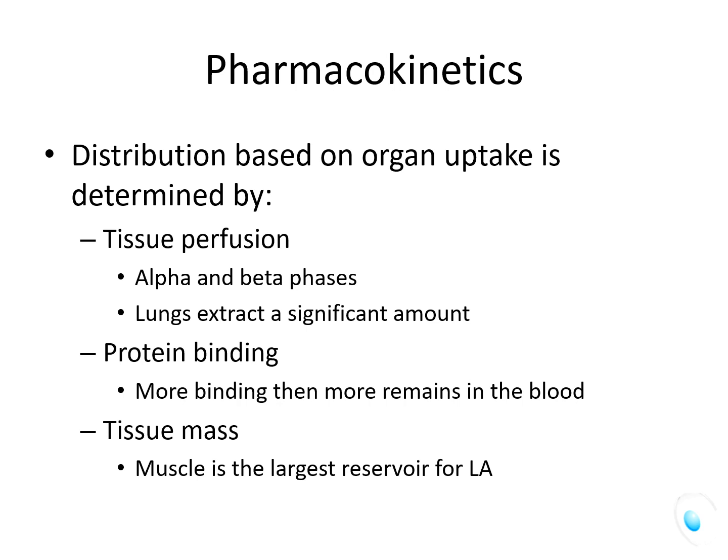It's also important to know that lungs can extract a significant amount of local anesthetic. It's also determined by protein binding. So the more binding, the more that remains in the blood. And lastly, distribution based on organ uptake is determined by tissue mass. Muscle is the largest reservoir for local anesthetic.